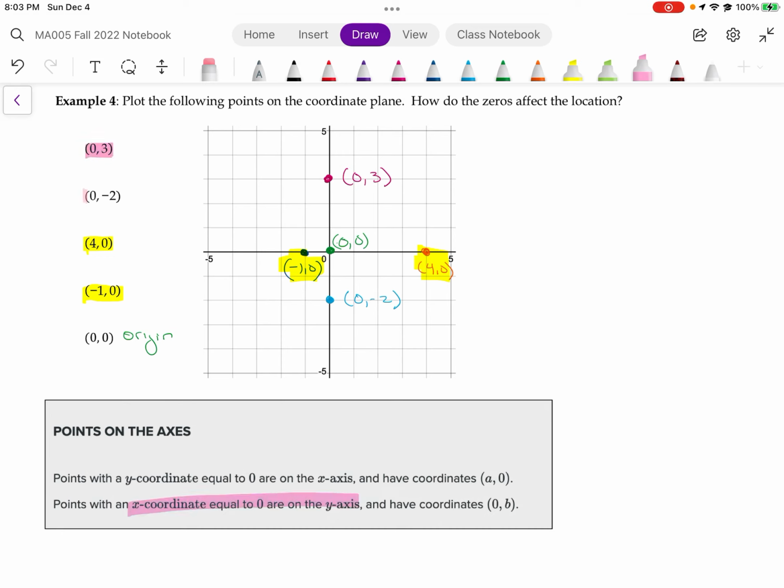X-coordinate equal to 0. That is on the y-axis here and here. Okay, so y-coordinate equal to 0 is on the x-axis, and x-coordinate equal to 0 is on the y-axis. So they have a coordinate of 0 and some number b, and the ones on the x-axis look like this, some number a, comma 0. So if the y value is 0, it is on the x-axis. If the x value is 0, it is on the y-axis.